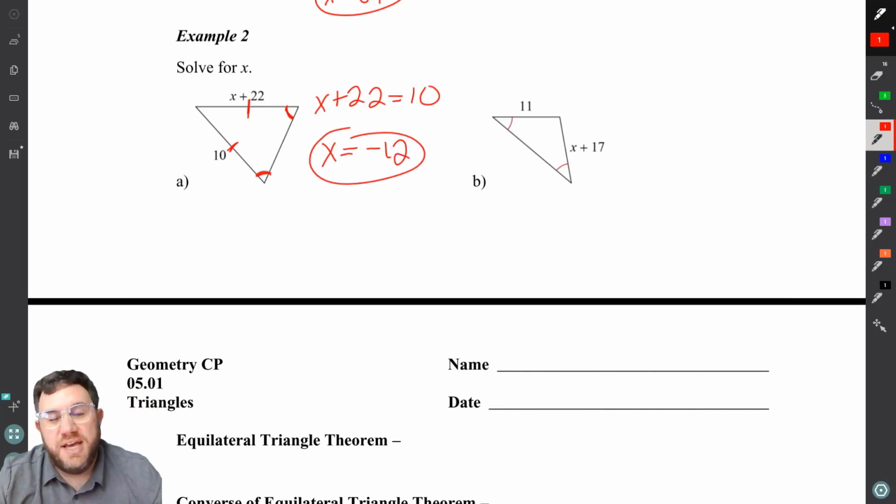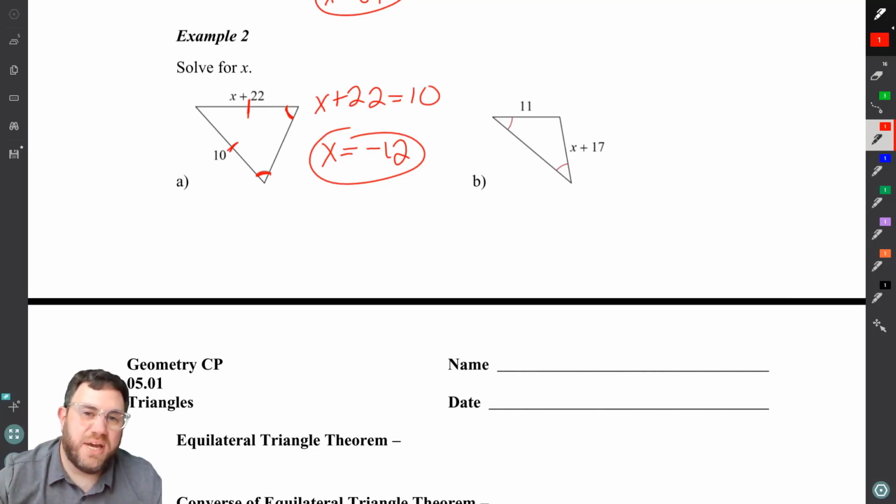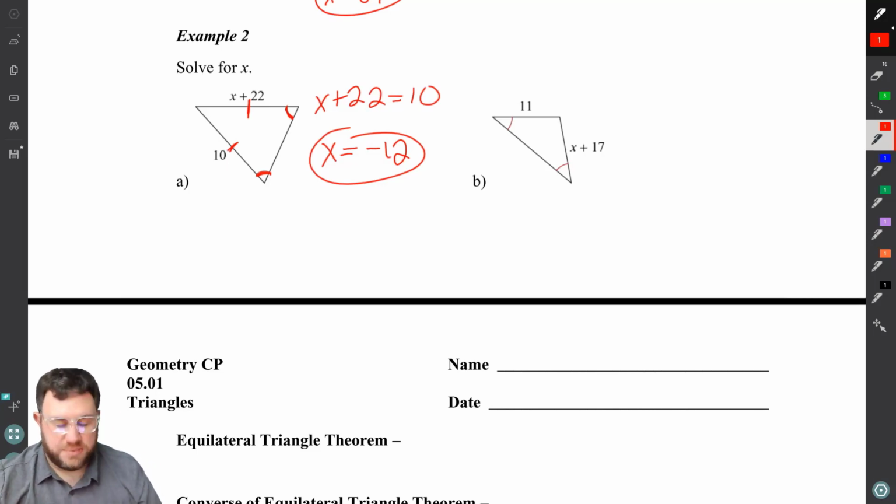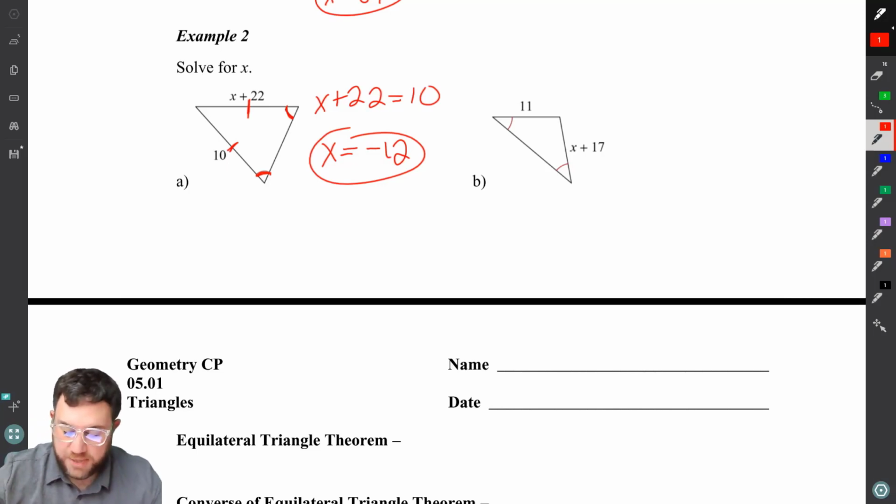Now, it is okay for x to be negative as long as when we plug it back in, we don't get a negative number. So we couldn't have gotten x equals negative 30 because negative 30 plus 22 would still be negative. But this one works because when we plug it in, we do get a positive.